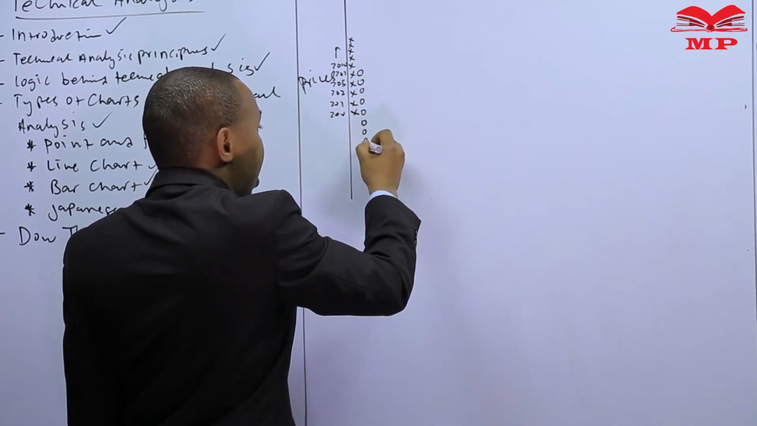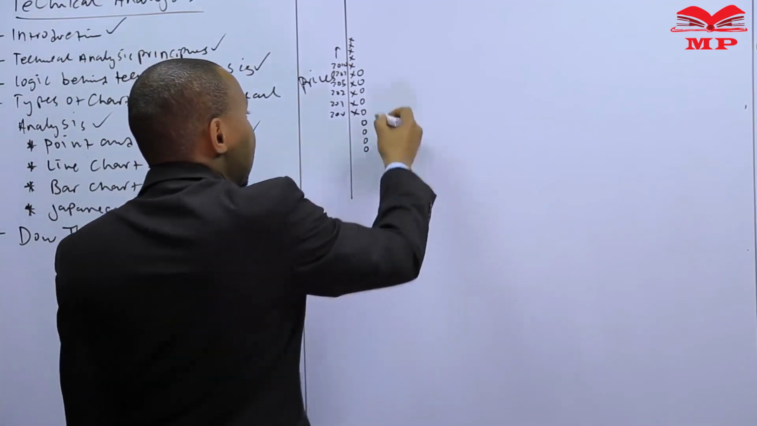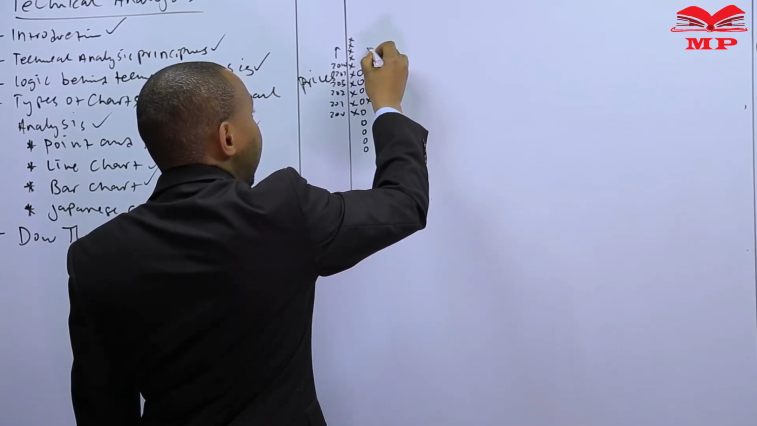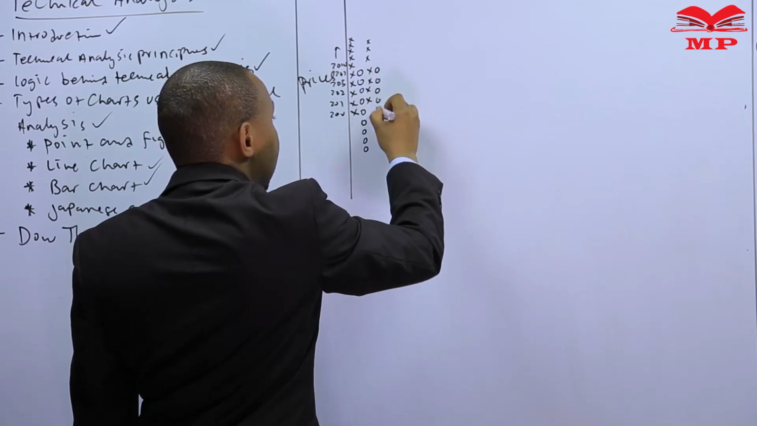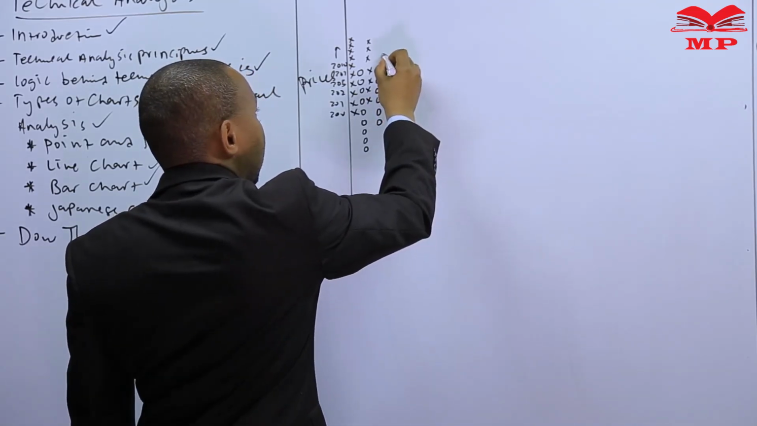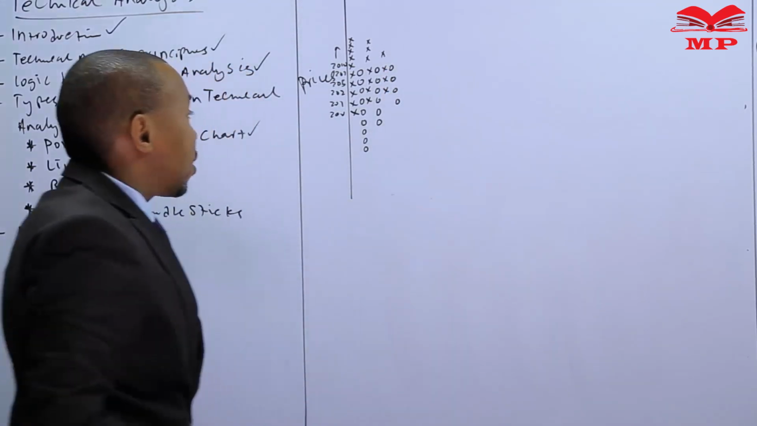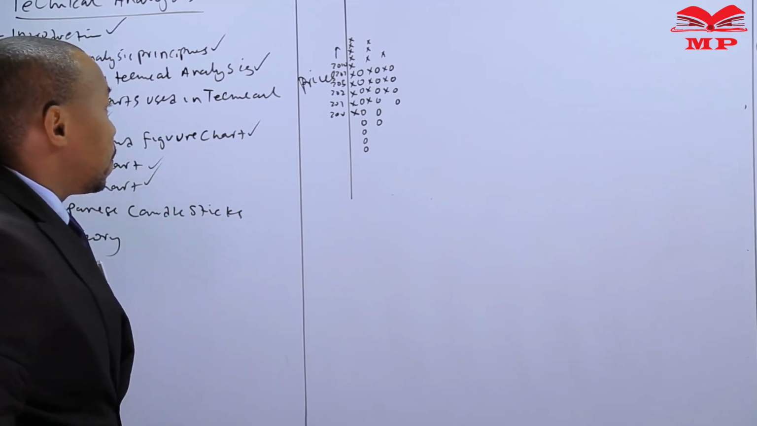We can indicate the reduction using circles like that. And if there is an increase in prices as well, we can continue and put X's like that. And if it's a downtrend, then we can indicate like so, and so on and so forth like that. That is what you're saying is a point and figure chart.